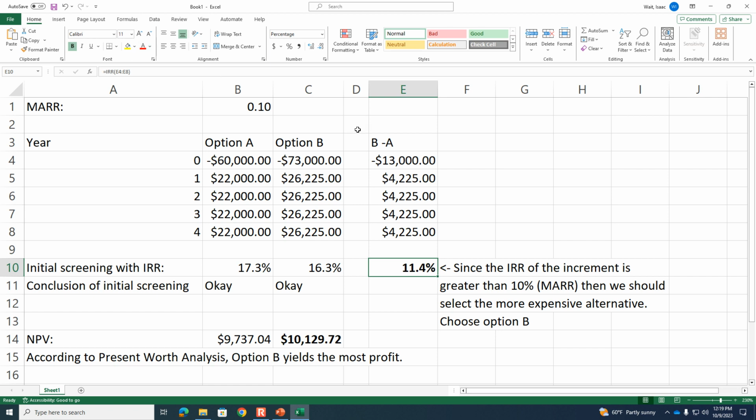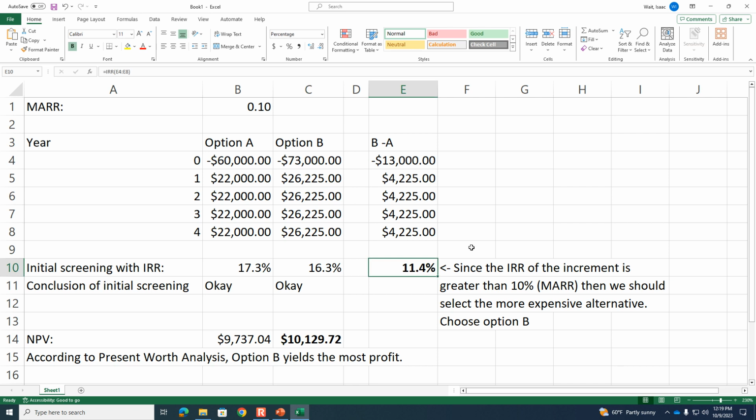The incremental analysis tells you what's the rate of return on the extra amount you're spending between the two alternatives. So if your boss says, well, why don't we just buy option A? It's the cheaper of the two and it gives us a profitable project. The way you could say, well, we should go for option B is the extra $13,000 it costs to buy option B instead of option A will yield a rate of return that's greater than the minimum attractive rate of return.